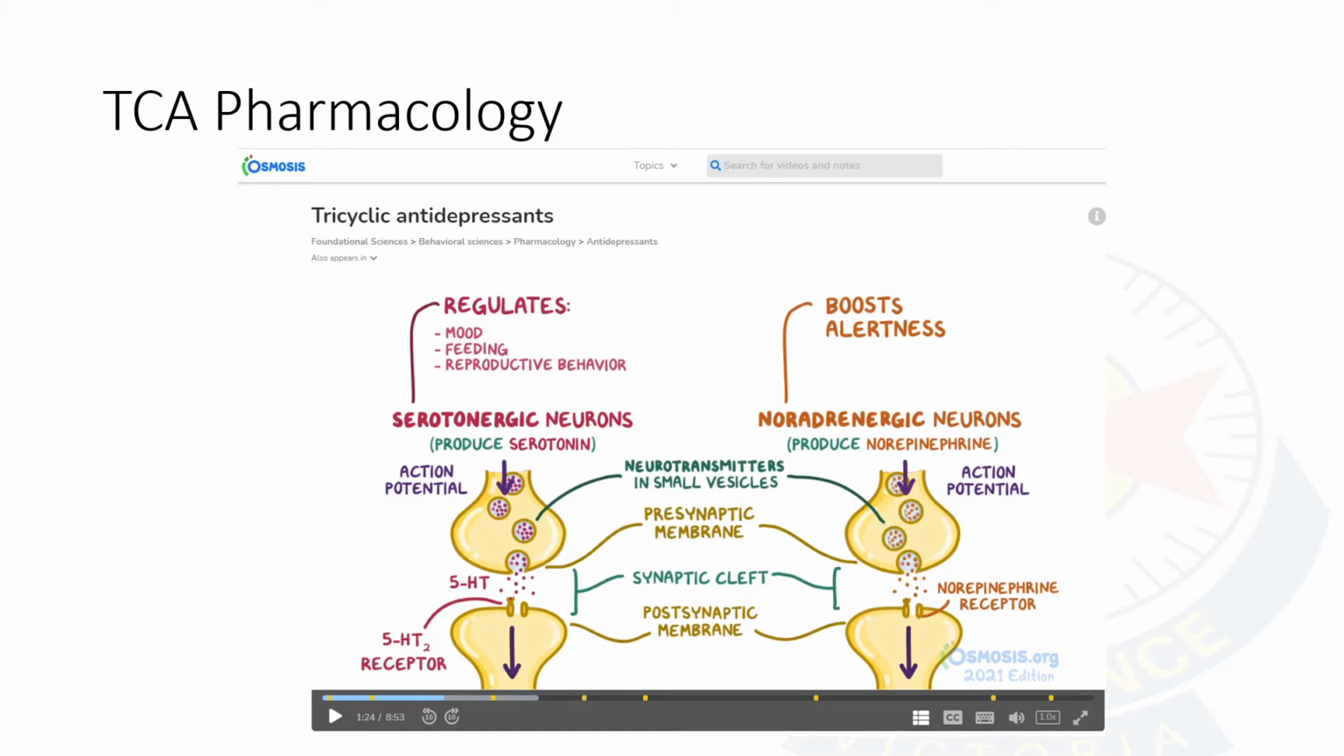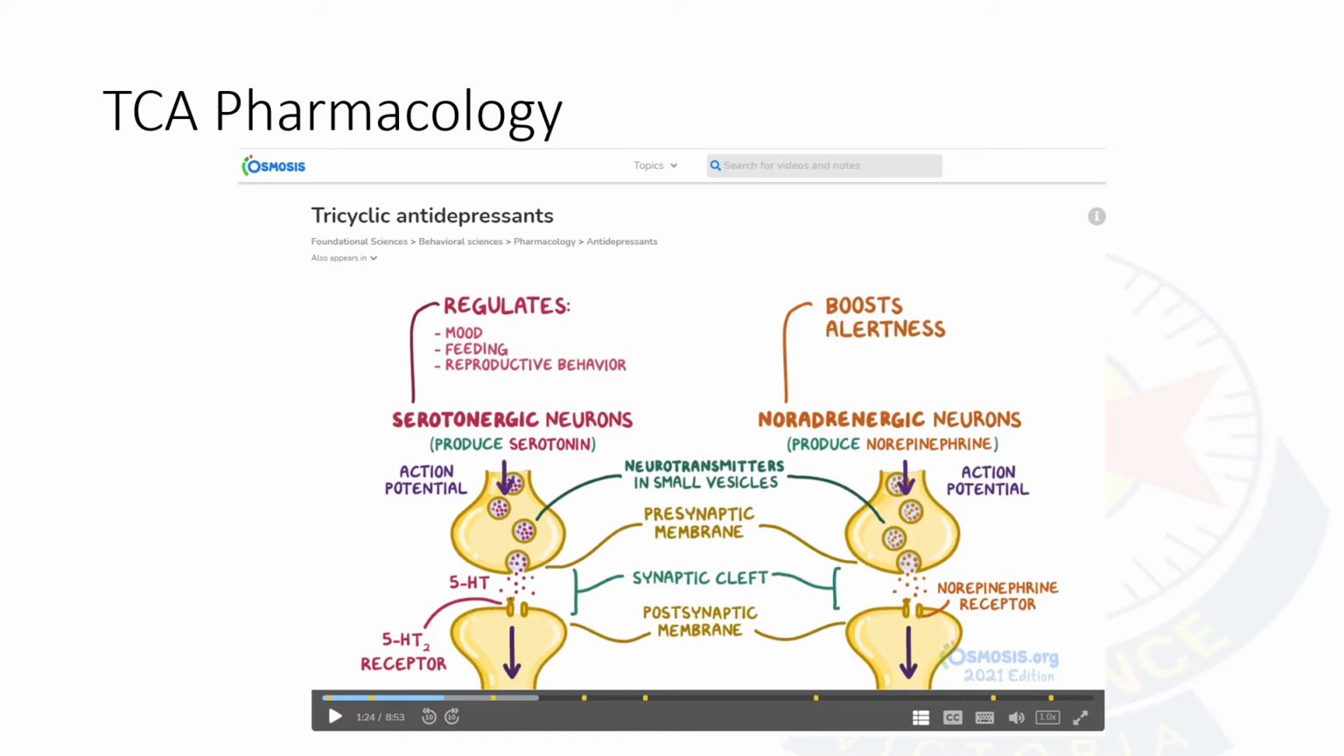Overwhelmingly, TCAs are prescribed for depression, and due to their risks and side effects, are typically prescribed for severe depression persistent despite other prescribed antidepressants. Depression is thought to stem from a lack of neurotransmitters, serotonin and noradrenaline. As the slide from Osmosis Education shows, serotonin regulates mood and norepinephrine boosts alertness.